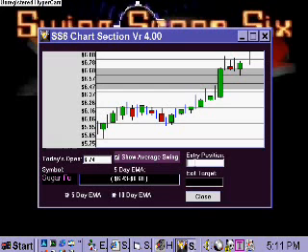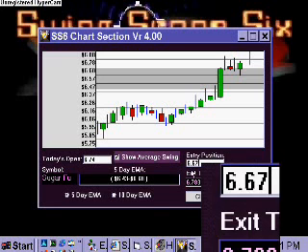What I'm doing is plugging in our suggested entry of $6.67, and we've got a suggested exit of $6.78. Actual trading on 3/16/04 can be researched in any futures database.